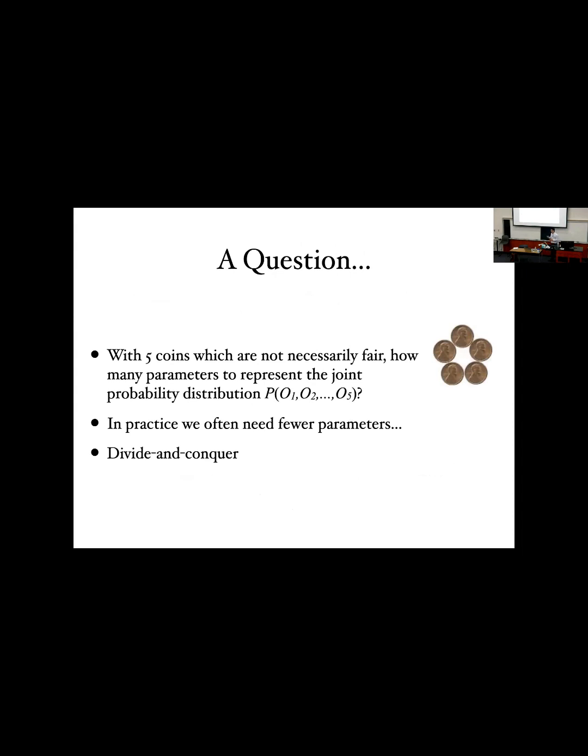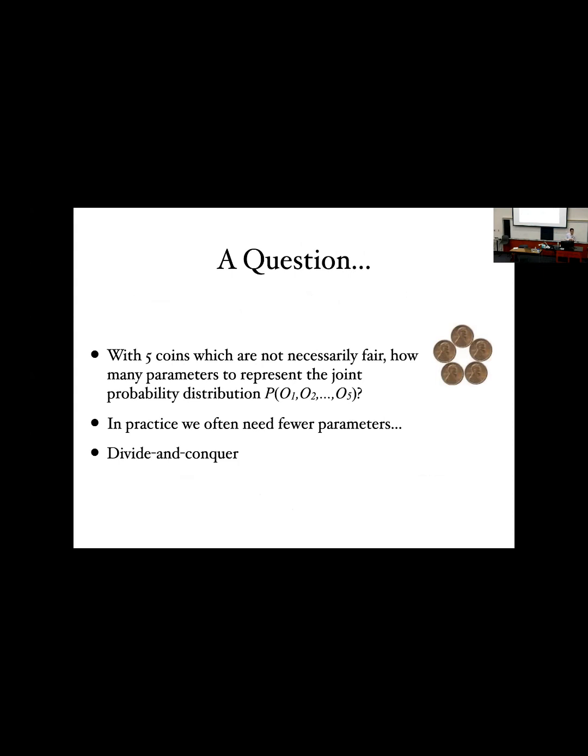Okay, now comes a question. Suppose you have 5 coins, which are not necessarily fair. And suppose this world can be kind of mysterious, but there could be arbitrary relations. How many parameters do you need to represent the joint probability distribution of the outcomes of the five coins? How many parameters do you need?